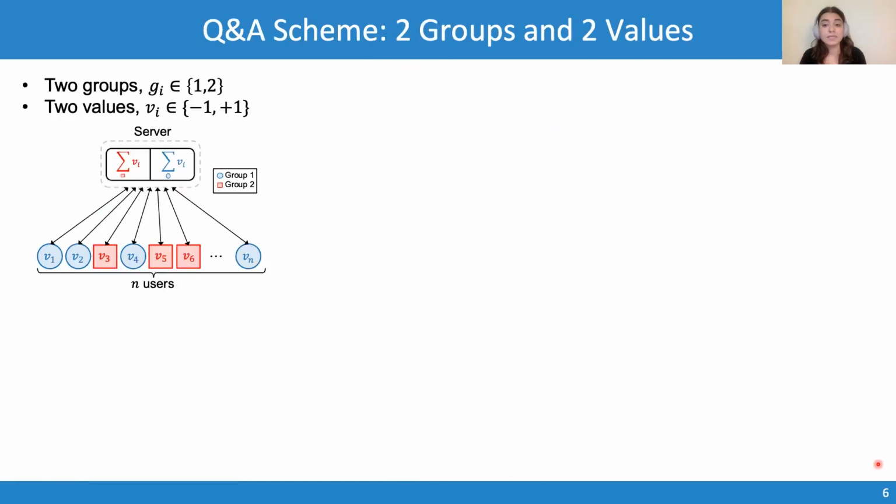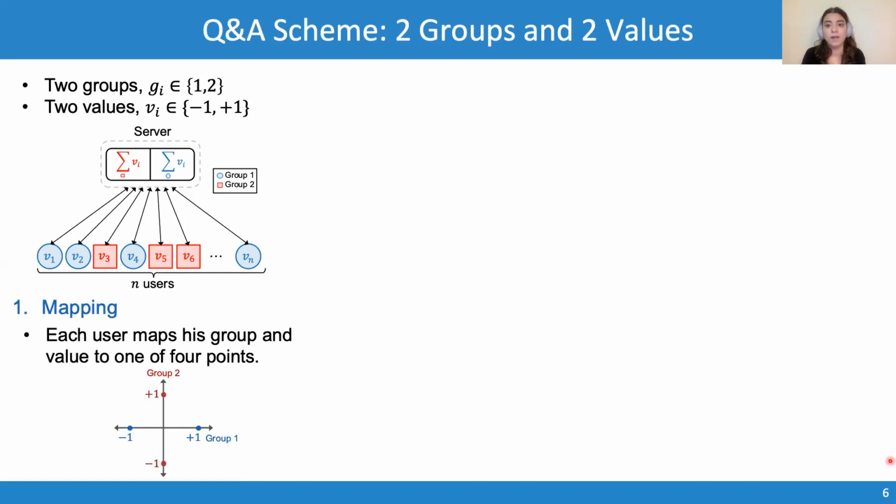Now, to explain the steps of our scheme, I will focus on the case of two groups and two values, and the user can have one of two values, +1 or -1. As a reminder here, the groups can be, for instance, Democrats versus Republicans, and you can think of the values here as votes. The first step of the scheme is composed of the user mapping his group and value to one of the 4 points here in this figure.